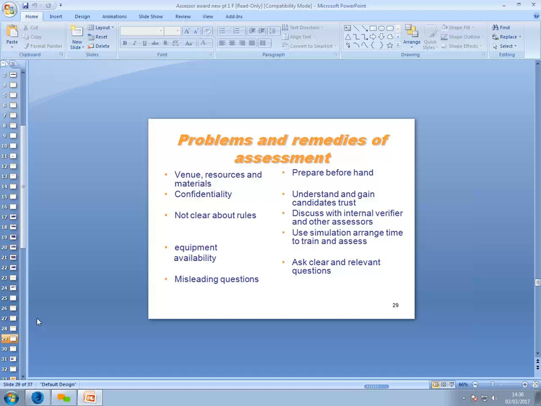Confidentiality: you've got to understand and gain the candidate's trust. They've got to work with you to achieve the level of competence that they need to do.